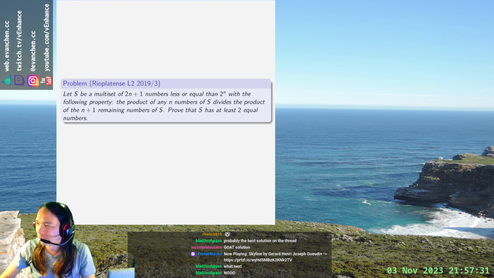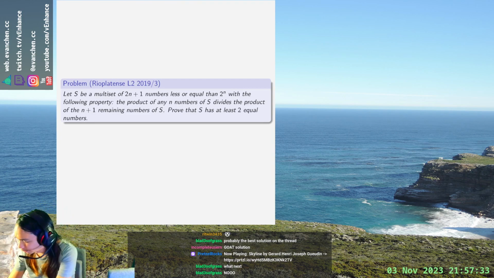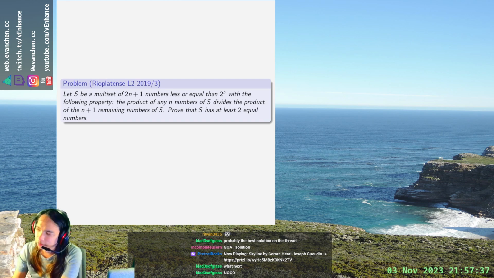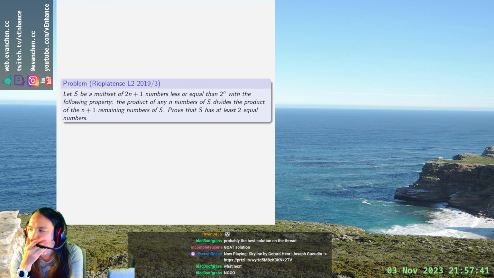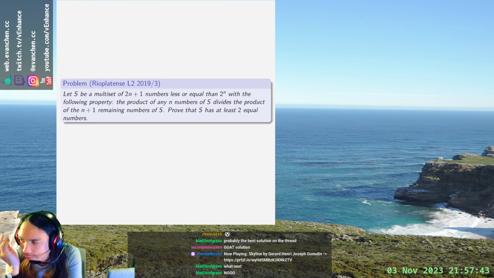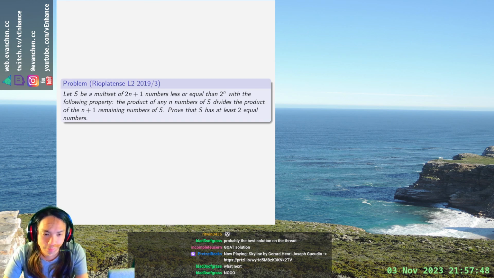All right, welcome back. So, I have a multi-set of 2n plus 1 numbers, such that the product of any n divides the product of the other n plus 1. And I want to show that this implies S has two equal elements given some size bound. Of course, the equality case that they have in mind is going to be like S equals 2 to the 0, 2 to the 0, 2 to the 1.